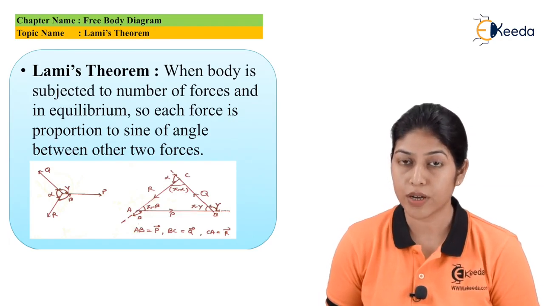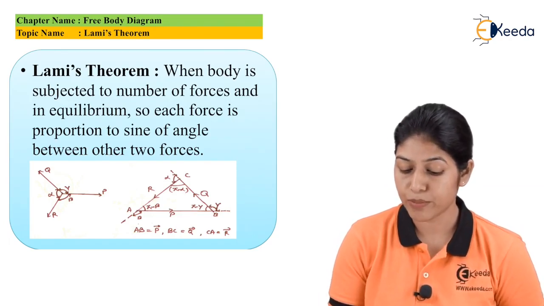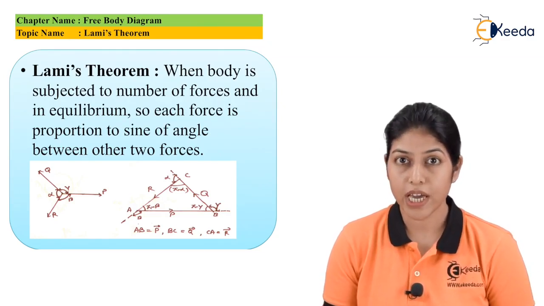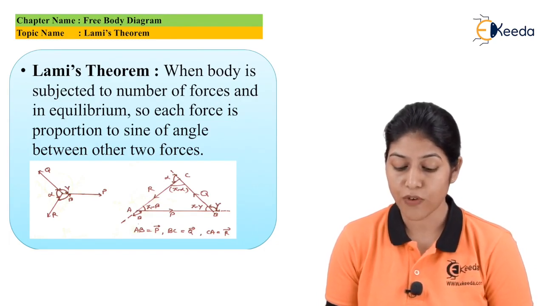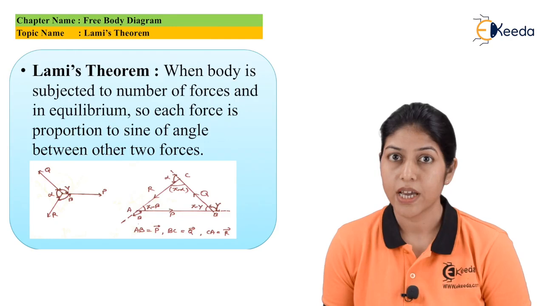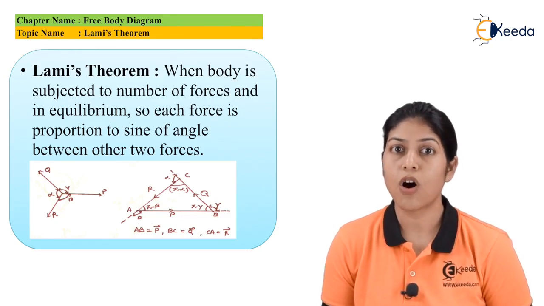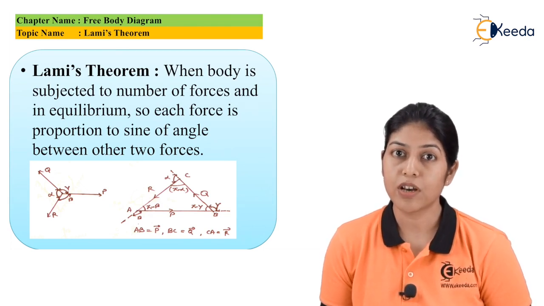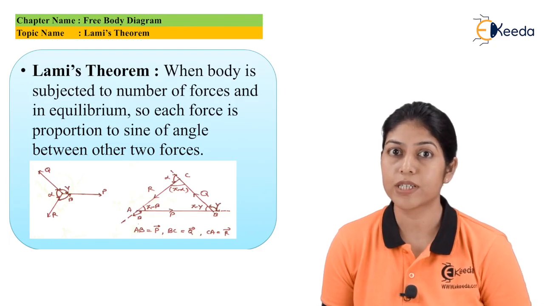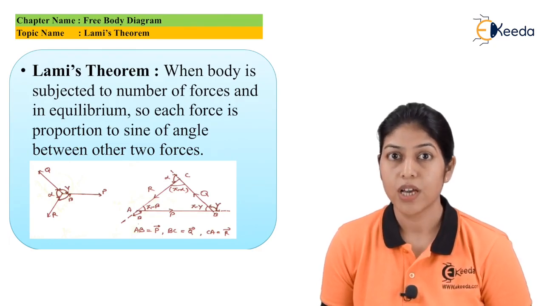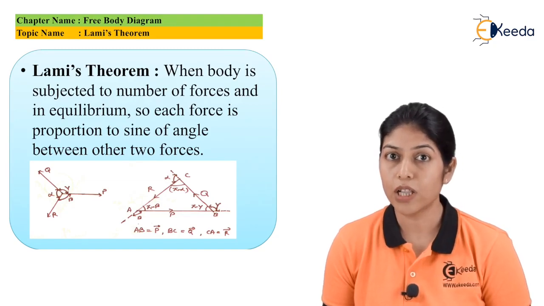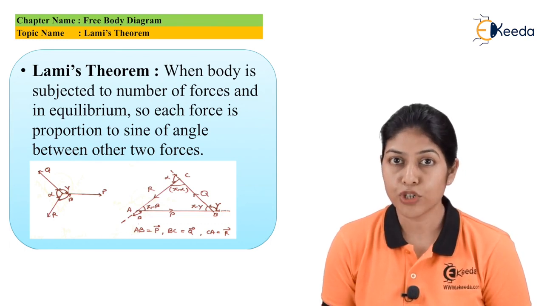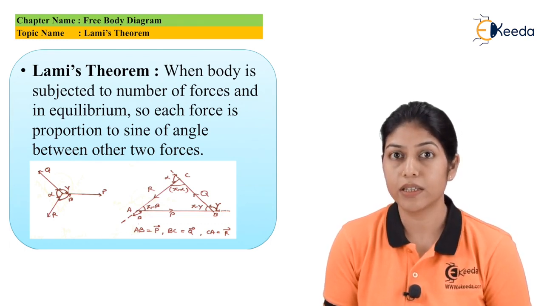According to Lamy's theorem, when a body is subjected to a number of forces and the body is in equilibrium, each force is proportional to the sine of the angle between the other two forces. Here we are considering three forces, but it is applicable to a number of forces also. This Lamy's theorem is based on the triangle law. So here I am going to describe it on the basis of three forces only, all in equilibrium, and each force will be proportional to the sine of the angle between the other two forces.